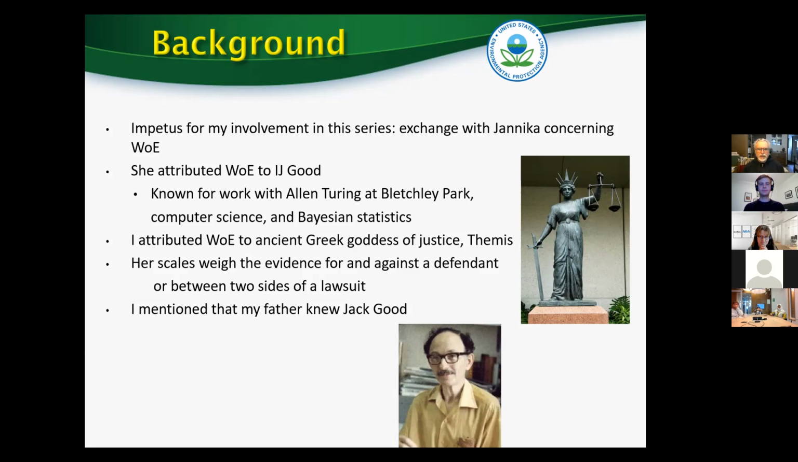Whereas I attributed weight of evidence to the ancient Greek goddess of justice, Themis, who is hidden behind all of our pictures. But she's the figure that you see in courthouses holding up the scales of justice that weigh the evidence for or against a criminal defendant or between two sides in a civil lawsuit. And I mentioned to Janneke that my father, who's a statistician, knew Jack Good, and apparently she was more impressed with me after learning that I had that connection.